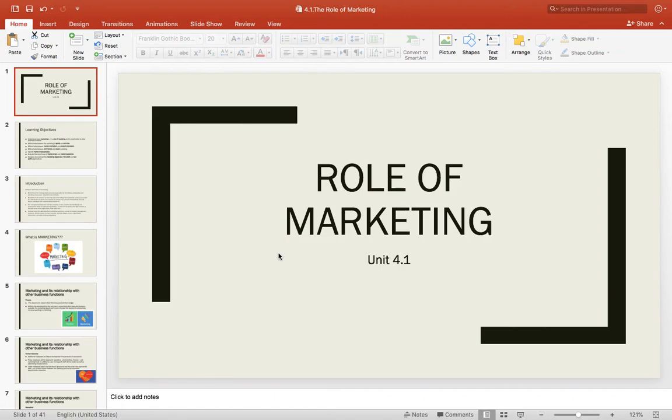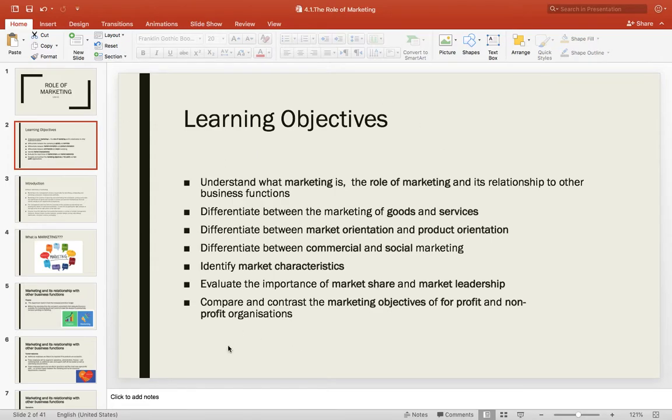Hello, guys. So today we're going to be talking about Unit 4.1 Role of Marketing. These are the learning objectives that we're going to be taking. We're going to understand what marketing is, role of marketing. We're going to talk about goods, services, market orientation, product orientation, commercial, social marketing, market characteristics, market share, market leadership.